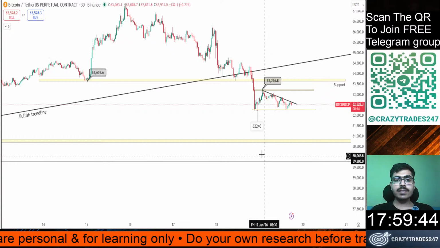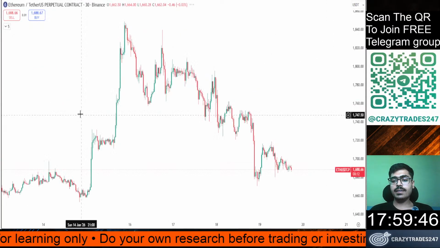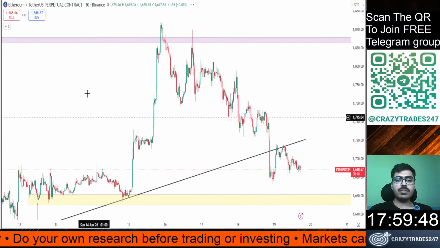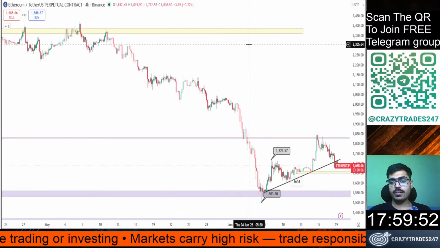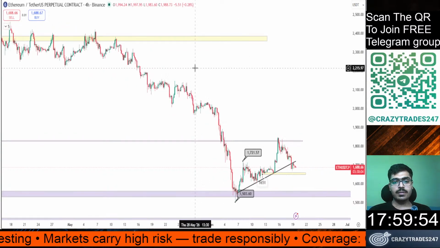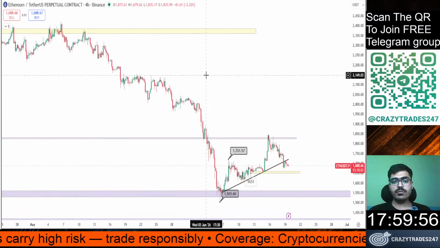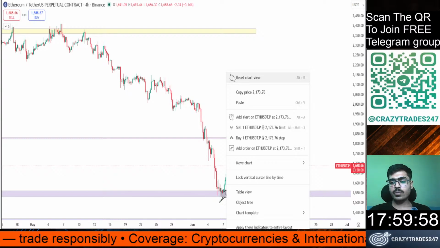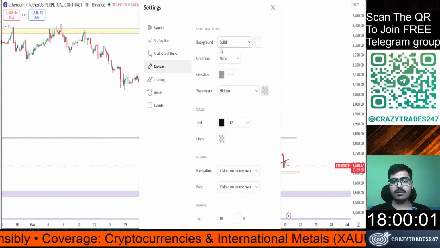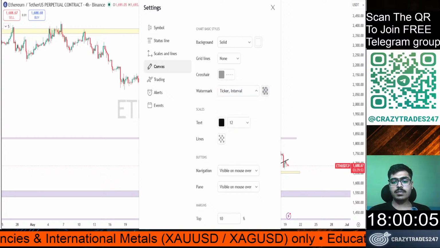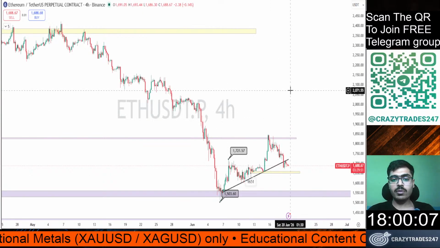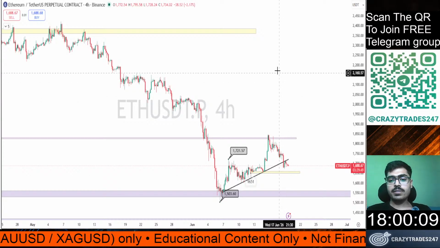Let's move to our next script, that is Ethereum. And we are witnessing similar structure as we saw on Bitcoin. This is the Ethereum chart on 4-hourly time frame. Let me put the watermark behind so that it's easy for you guys to spot which pair it's trading.